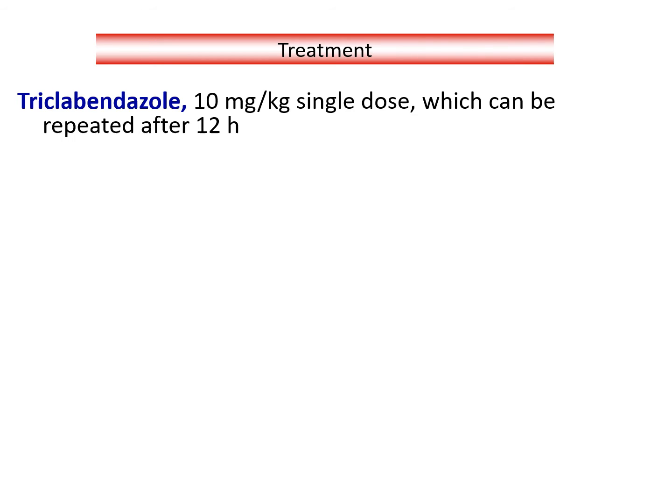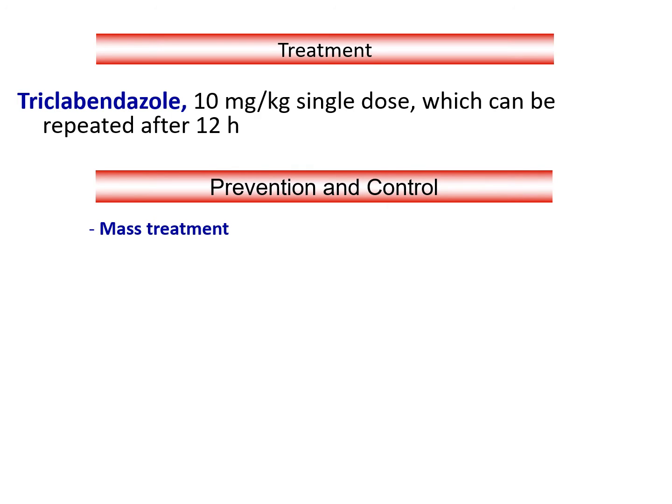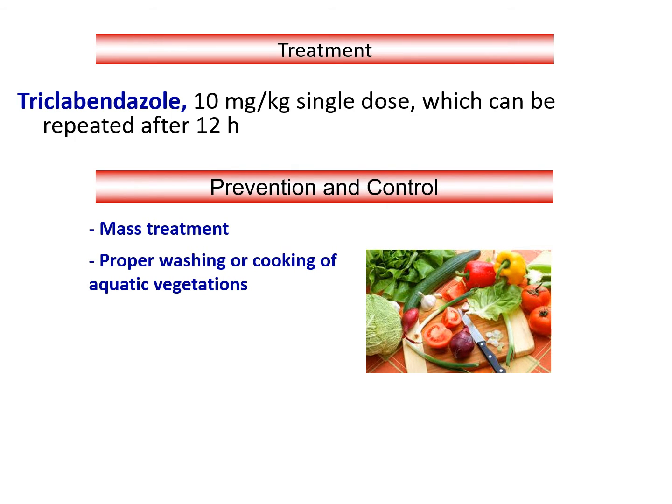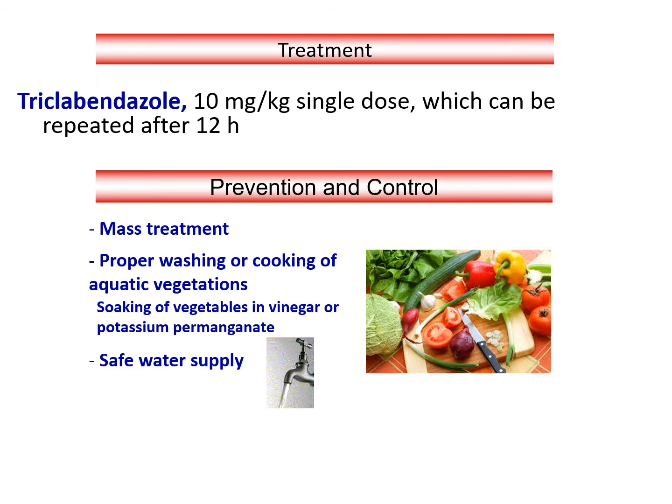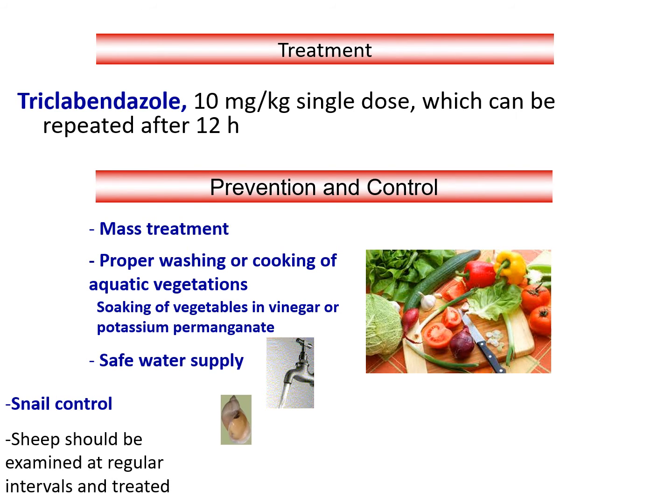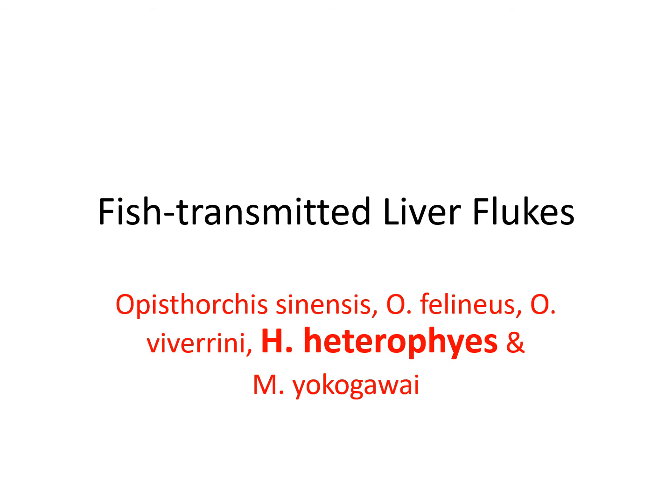Treatment: generally triclabendazole 10 mg per kilogram single dose, which can be repeated after 12 hours. Prevention and control: generally mass treatment, proper washing or cooking of aquatic vegetation, soaking of vegetables in vinegar or potassium permanganate solution, safe water supply, snail control. Sheep should be examined at regular intervals and treated if found to be infected.